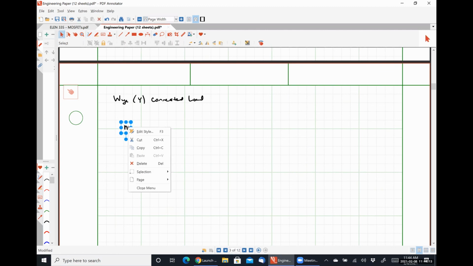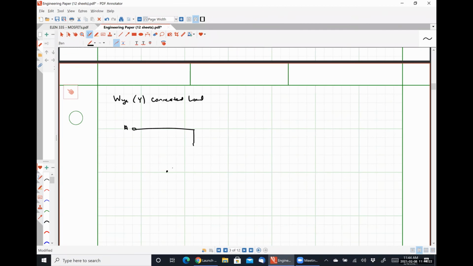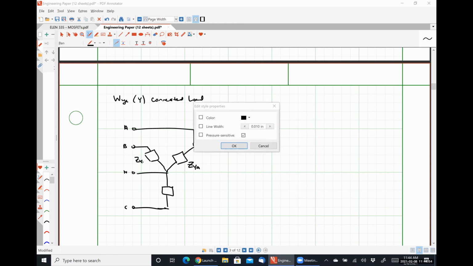Let's call this guy terminal A. This guy here, B. Here's our neutral connection. And here is C. I'm going to call that impedance ZYA, this impedance ZYB.